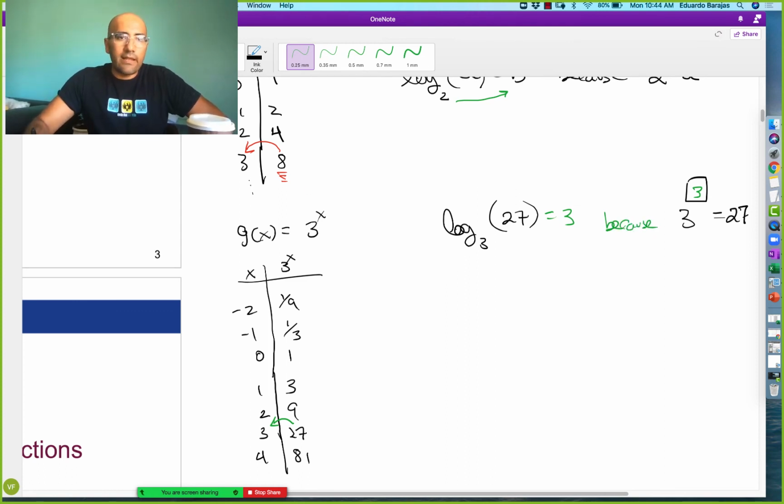Good. And I can say, what is log base 3 of 1/3? Oh, the answer is negative 1, because 3 to the negative 1 power equals 1/3. Any questions?